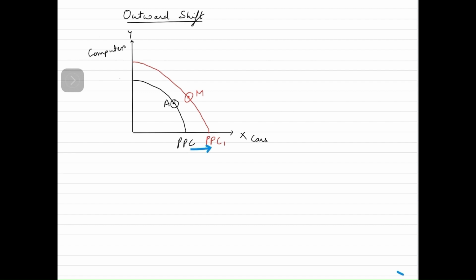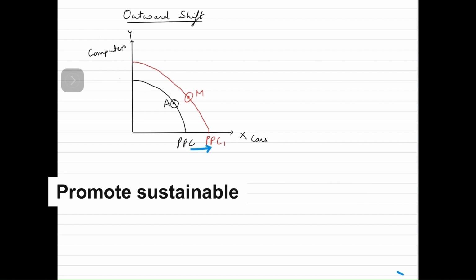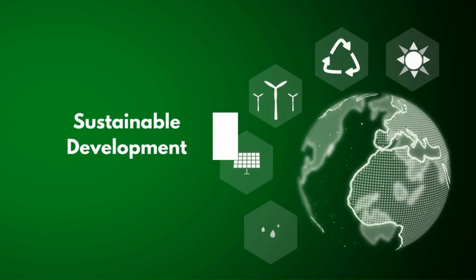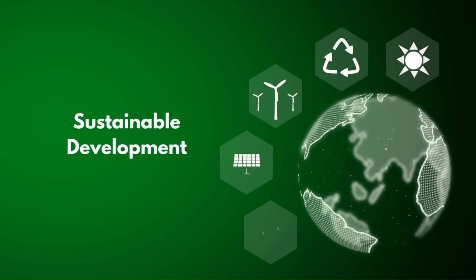Another thing that the government can do is take care of the sustainability. So not just production, but protecting the environment would also ensure that the future generations that are yet to come would have good times as well.